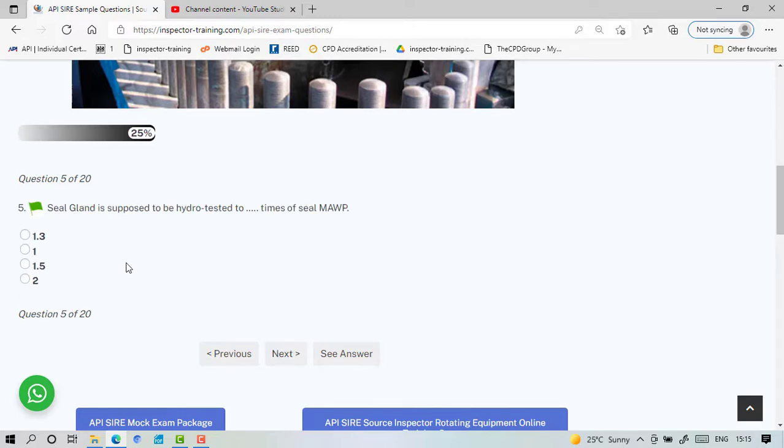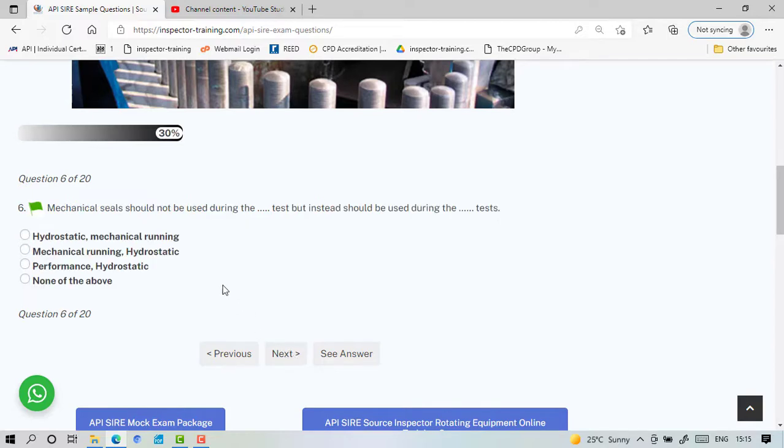Seal glands are supposed to be hydro tested to 1.5 times. It's always 1.5 times the seal maximum allowable working pressure. Mechanical seals should not be used during the hydro test, but instead should be used during the mechanical running test. The reason it's not used during the hydro test is because it might damage the seal.